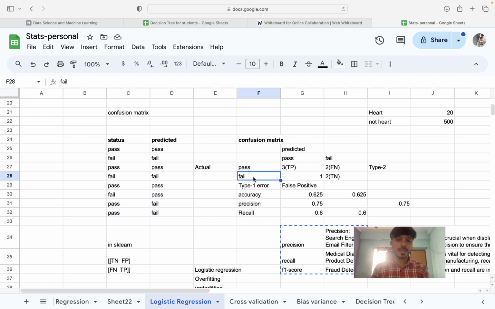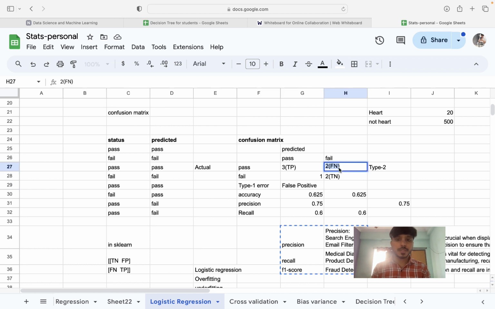Similarly, when my actual value is fail, how many times did my model incorrectly classify it as pass? This is the only instance, so I have 1. When my actual value is fail, how many times did my model correctly classify it as fail? 2 times, hence you have 2. This value is called a false positive, because in reality it is a fail class, but my model predicted pass.